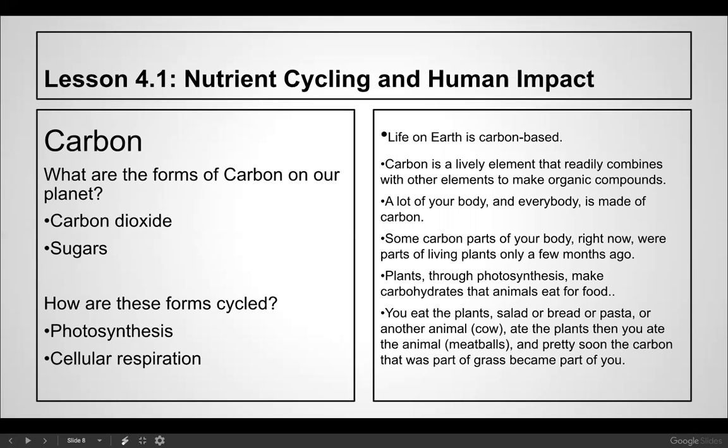Carbon is a lively element that readily combines with other elements to make organic compounds. A lot of your body and every body is made of carbon. Some carbon parts of your body right now were parts of living things not very long ago. Plants through photosynthesis make carbohydrates that animals eat for food. You eat the plant's salad, bread, or pasta, or another animal, a cow, ate the plants, then you ate the animal, meatballs. Pretty soon the carbon that was part of the grass became part of you. So you can do it directly by eating the pasta, or indirectly by eating the cow, which had eaten the grass.